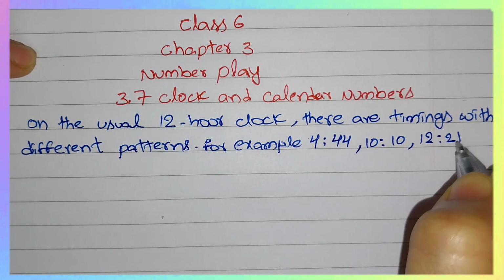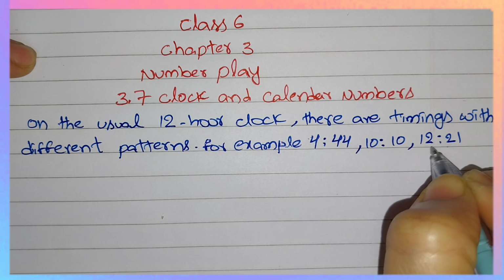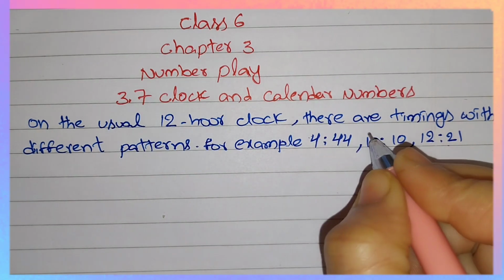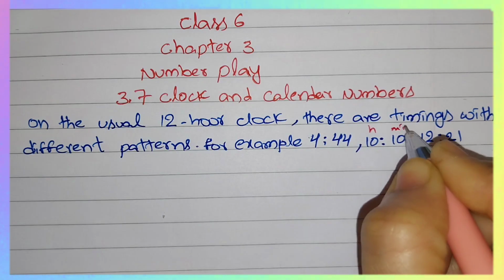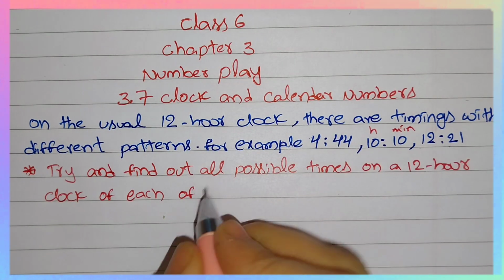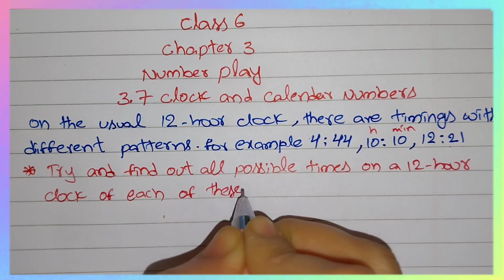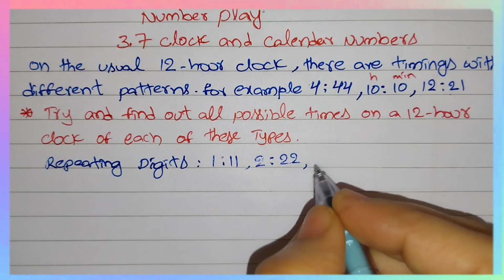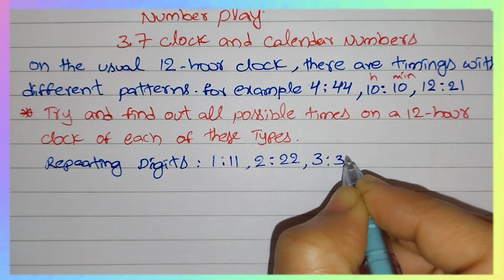For example, 444, 10:10, 12:21. If you observe carefully, the digits repeat or form a mirror image. Next, they ask, try and find out all possible times on a 12-hour clock of each of these types. So let's look at each type one by one.